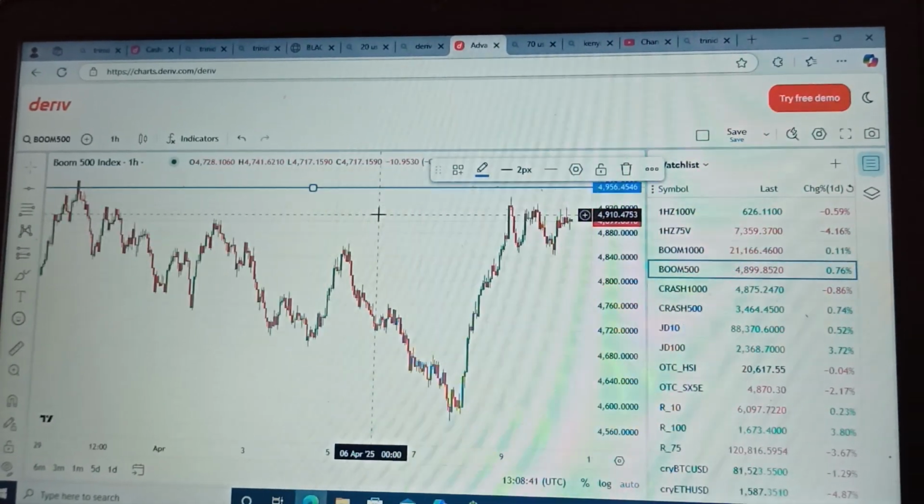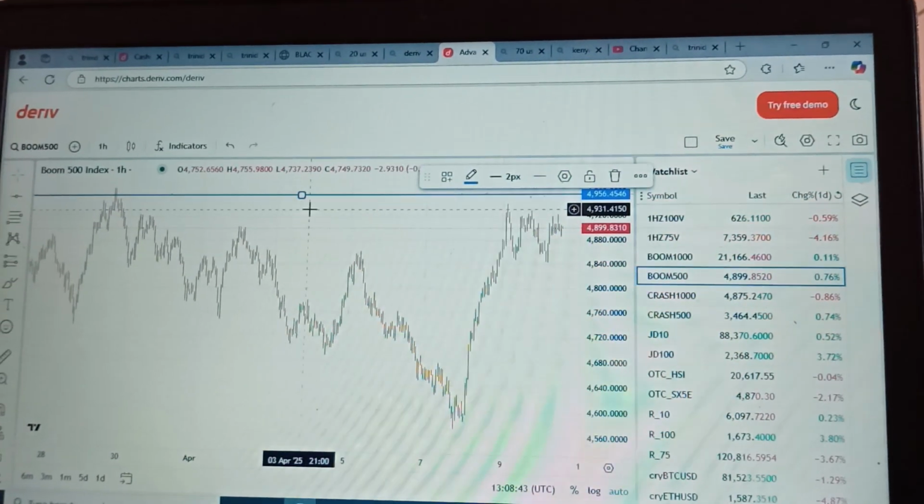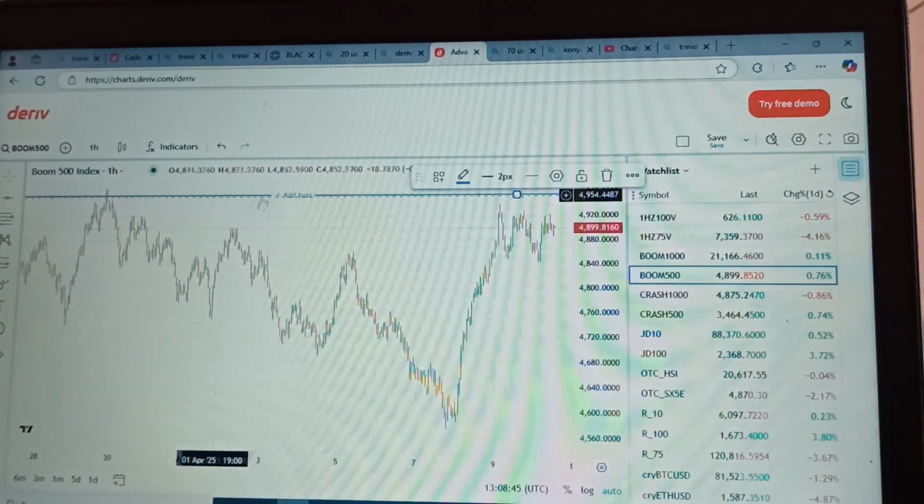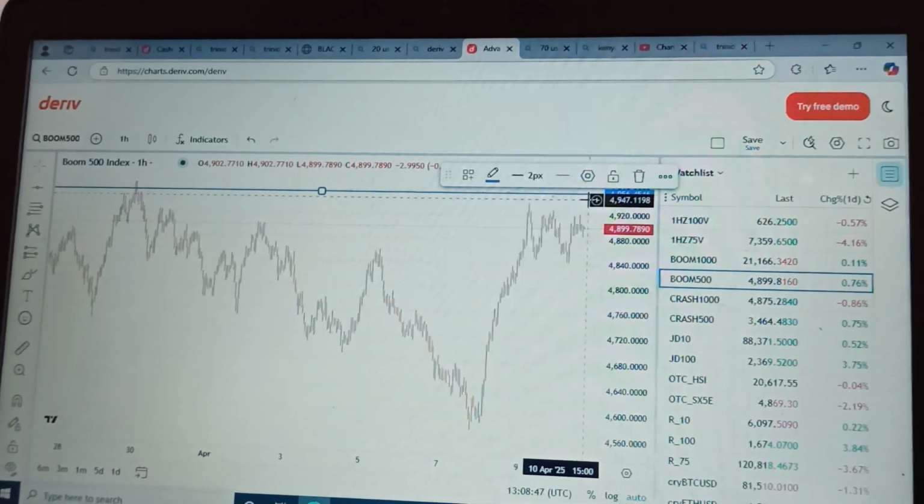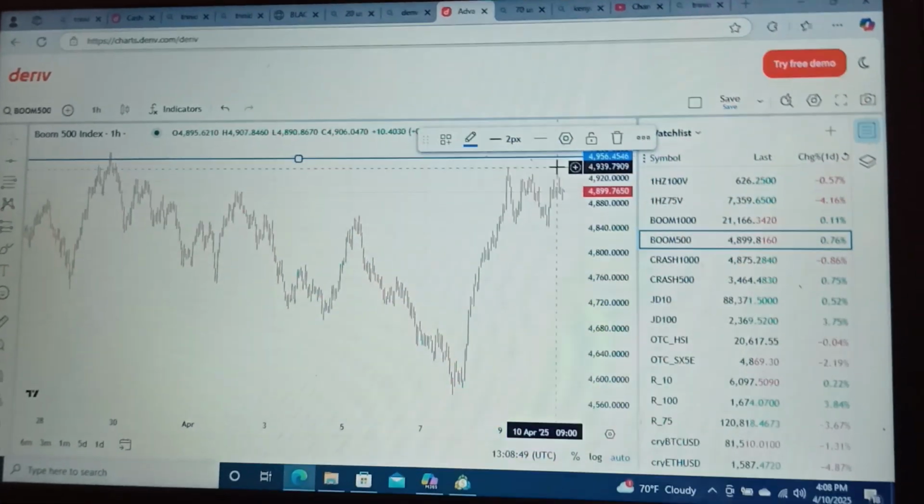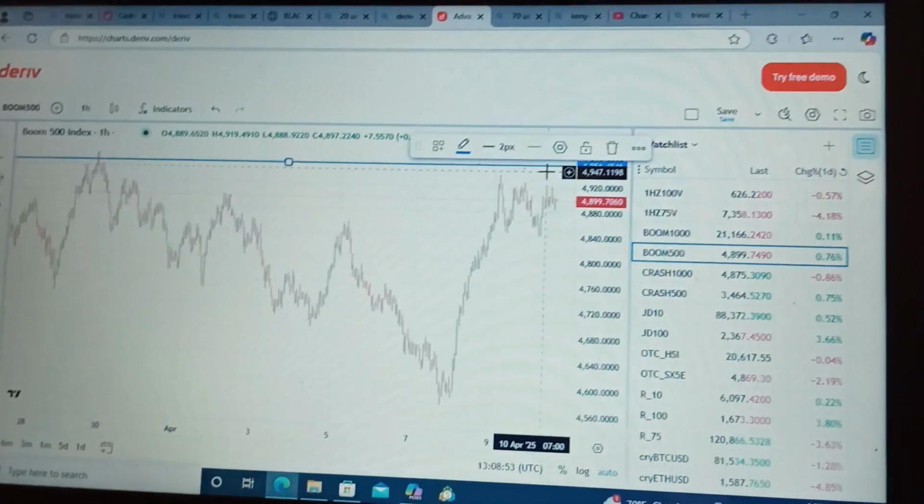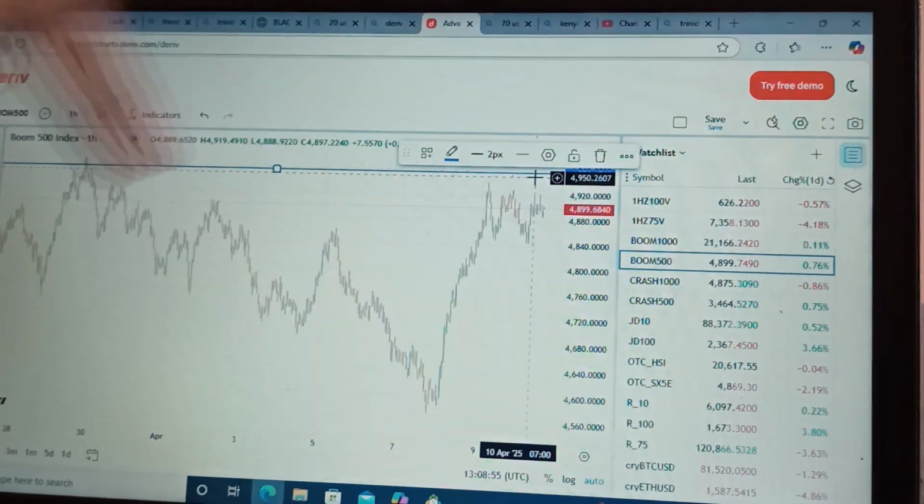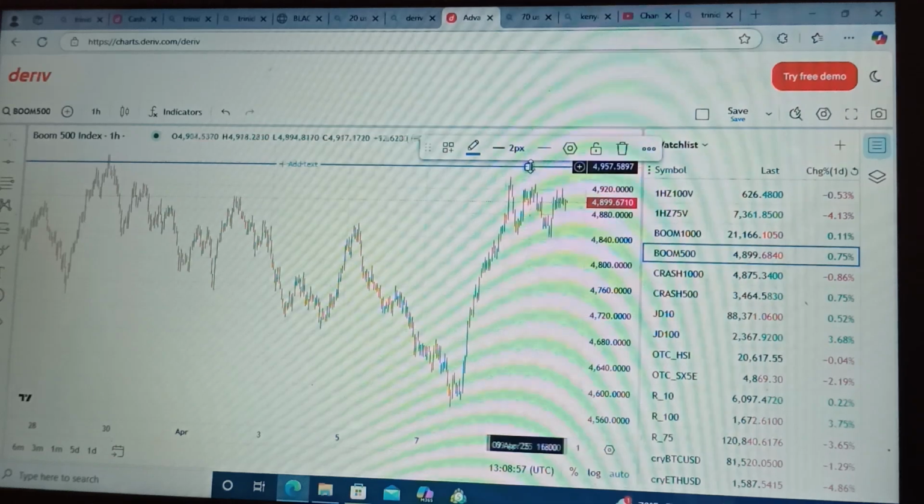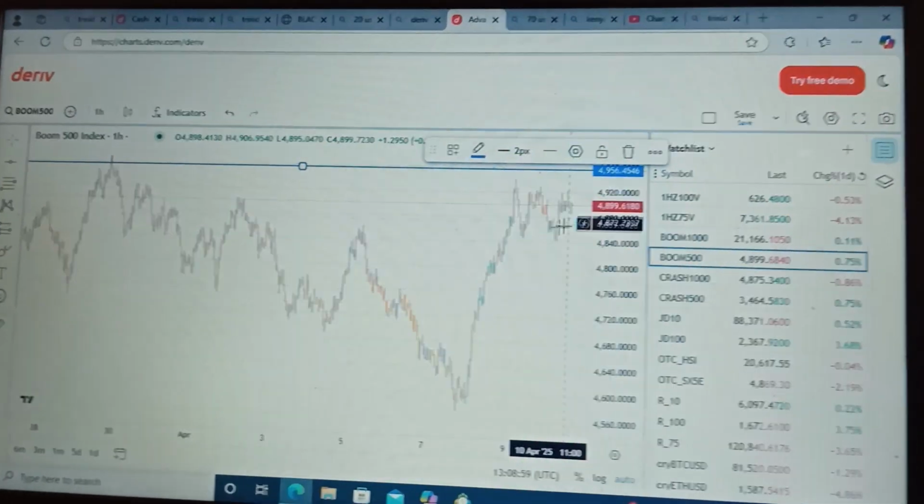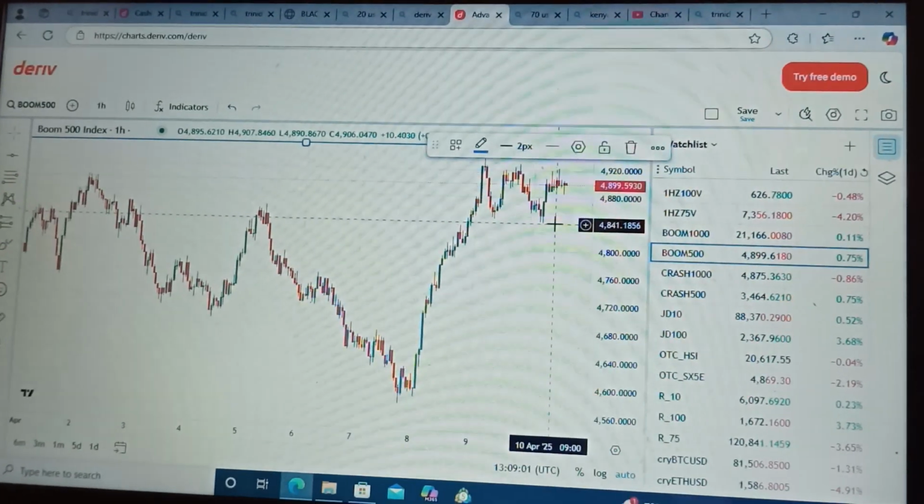Let me zoom in so that you can see. Yes, I will wait for it at this level, and then we're gonna take our sell. And if it breaks this level, I'm gonna take our buys. I will wait for the market to go past this level and come retest, and then we take our buys. So that is Boom 500.